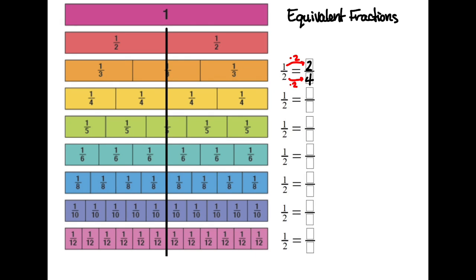Let's go off to the side now, and 6. Okay, what do you times 2 by to get 6? 3. So if you times the top by 3, you get 3. And if we look over here, sure enough, there are 3/6 before you get to that line.